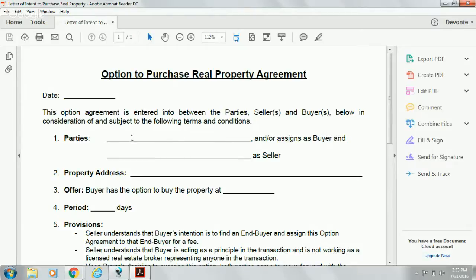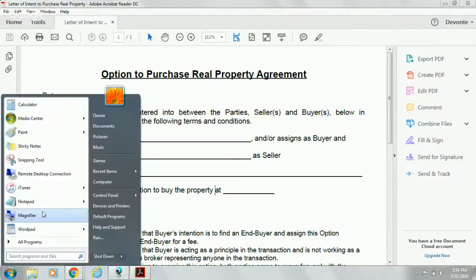So, parties right here, you're going to fill out my name, Devonta Merricky, Veteran Home Realty, and or assigned as buyer, and then your name right here. Then we're going to fill out the property address. And then offer. Buyer has the option to buy property at set price.